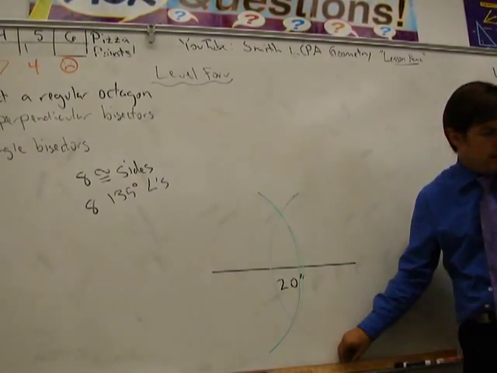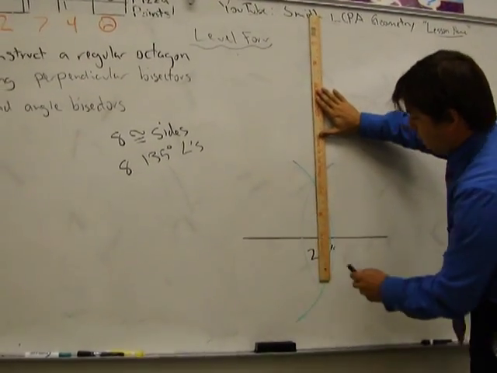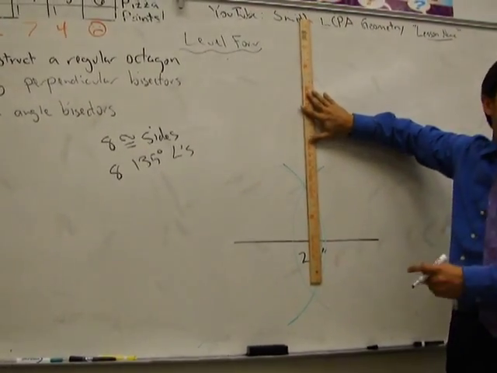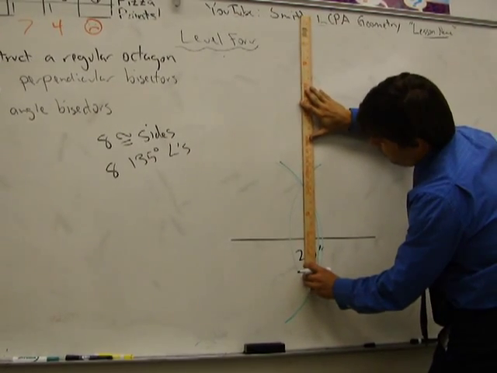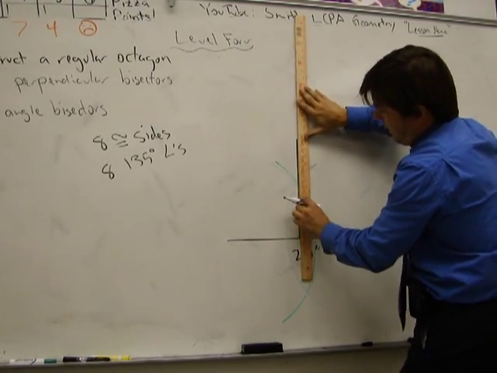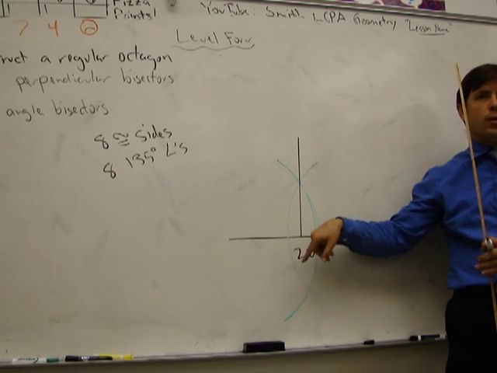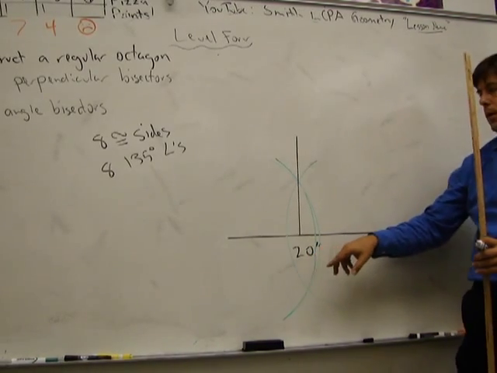And here's my perpendicular bisector. Now, here's something that I'm going to do, especially on this one, just to keep from cluttering it up. I'm not going to make any marks below or outside my octagon. Okay?